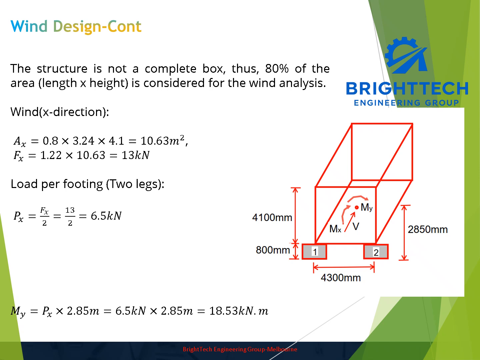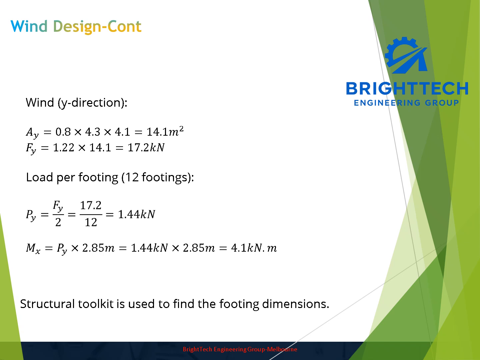My, the moment in y direction or primary direction, is Px, 6.5 kilonewton multiplied by 2.85, which is the height here, the center of the mass height. 6.5 kilonewton multiplied by 2.85 is 18.53 kilonewton meter.